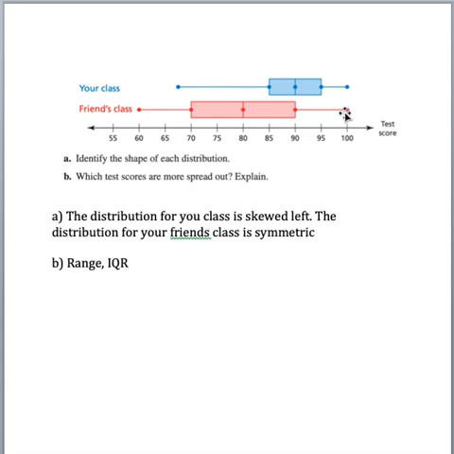Looking at interquartile range, we'll see the same thing. For the blue, your class, the interquartile range is anywhere from 85 to 95, whereas your friend's class, the interquartile range is anywhere from 70 to 90, far more spread. So because both the range and interquartile range of your friend's class are more spread than your class, your answer would be your friend's. The tests in your friend's class are more spread out.